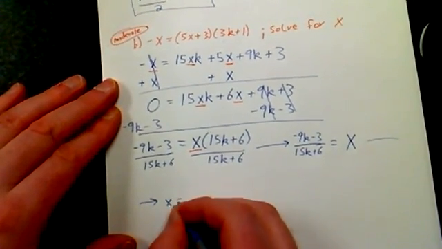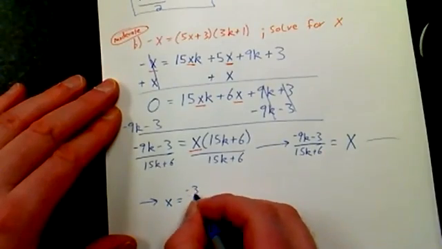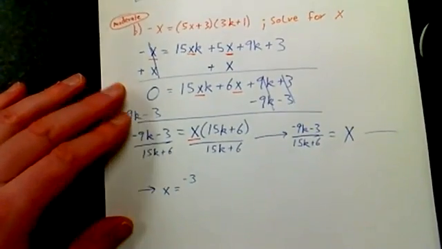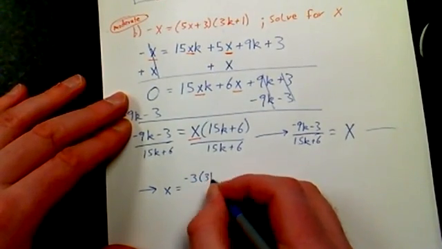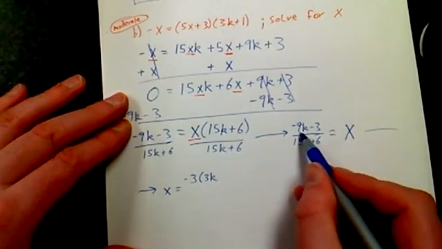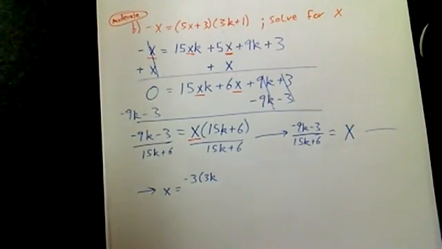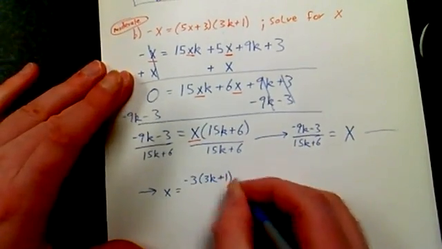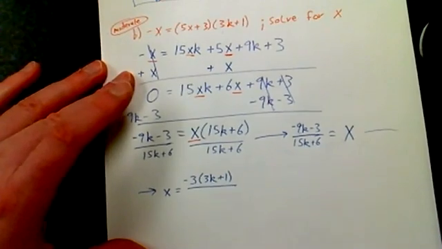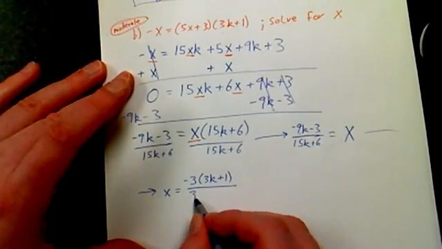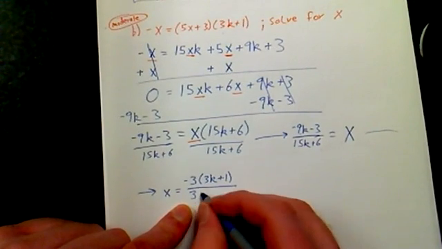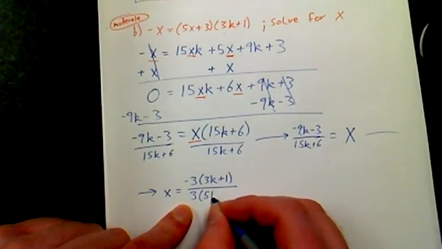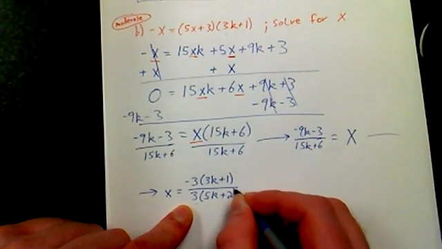I can say x equals, I can pull out a negative 3. Then what I'm going to end up with is a 3K, right? 3K times negative 3 is negative 9K. I'm not changing anything. Plus 1. Down low, 15K plus 6. I can pull a 3 out of that. 3 is a common factor to 15 and 6. And then I'm going to have 5K plus 2.